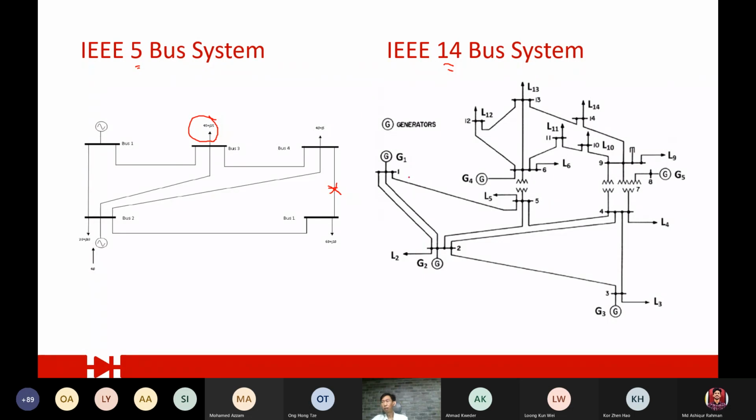Okay, so again, this is another IEEE system. IEEE actually comes out with many types of these systems for you to model the power system, depending on how complicated you want. This one is a 14-bus, so it will model a much more complicated grid system. G is the generator, from one part to another part.